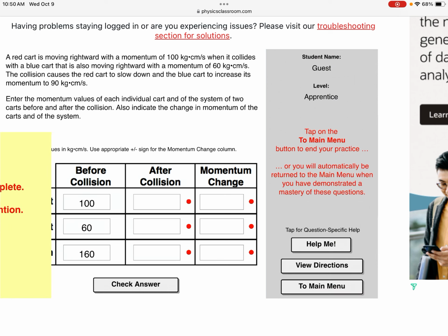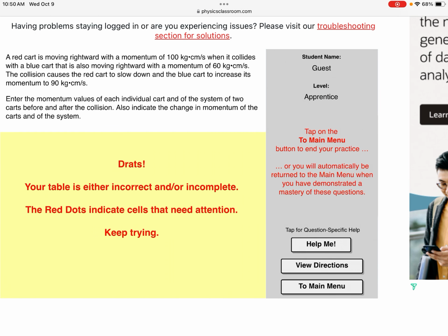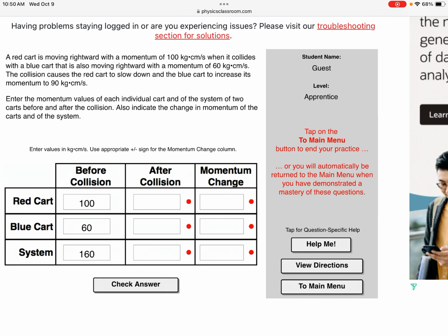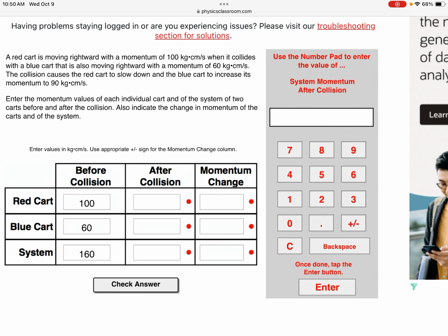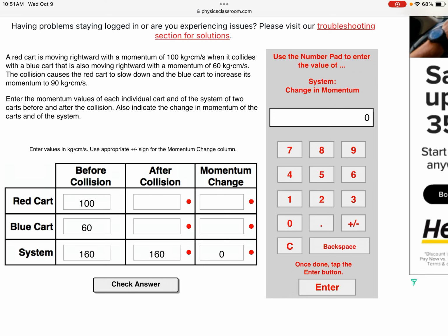Now you can stop and check your answers. It tells you that the red dots indicate cells that need attention. So you've gotten those 3 cells correct. All right, since momentum is conserved, that means it's the same after as before, so the total momentum of the system is going to be 160. We also know that in that bottom row, the total momentum before and after will be the same, and the momentum change is always 0.